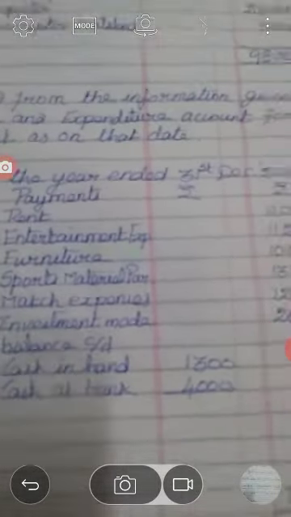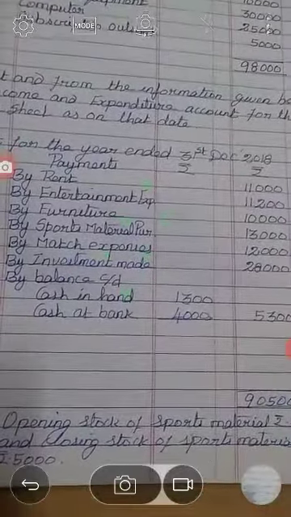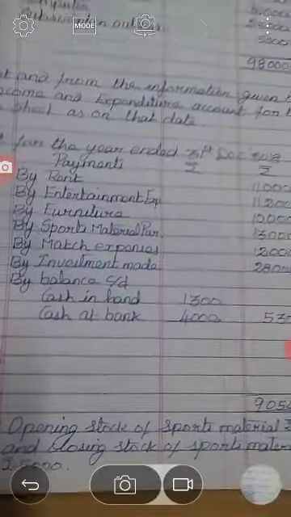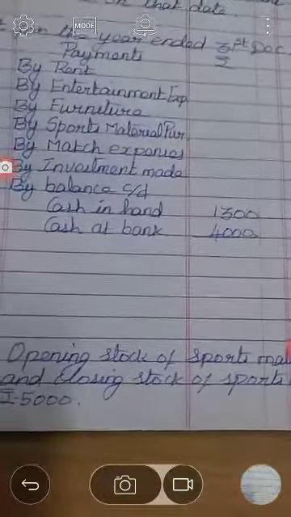On the payment side, by rent, by entertainment expenses, by furniture, by sports material purchase, by match expenses, by investment made, and by balance c/d, the closing balance of cash in hand and bank. Then additional information is given in the sum. Capital fund as on 1st January 2018 is 30,000. Then the opening stock of sports material and closing stock of sports material are given in the sum.